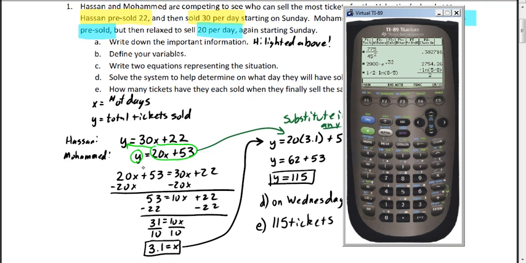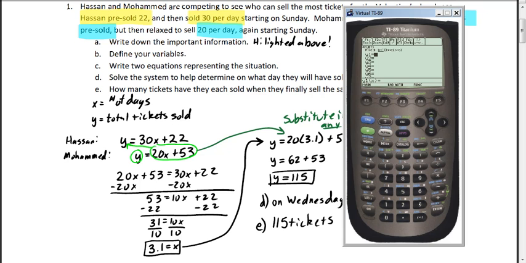I've already got my two equations here, which is really nice because they were already in that y equals format. Remember, if it's not in y equals, you're going to have to rearrange it first so that it's in that format. But let's go ahead. We can go into the y equals. That's the green and then the F1. If there's anything there, make sure you clear it out. You don't want anything else in the way.